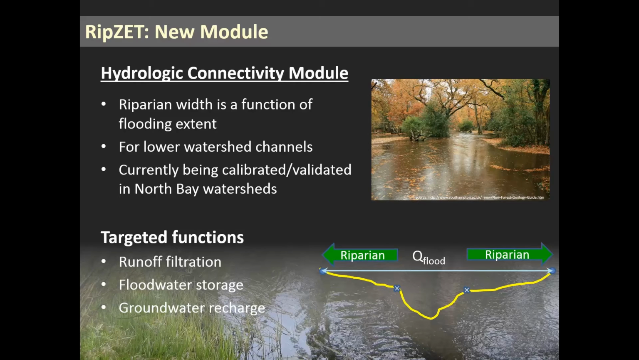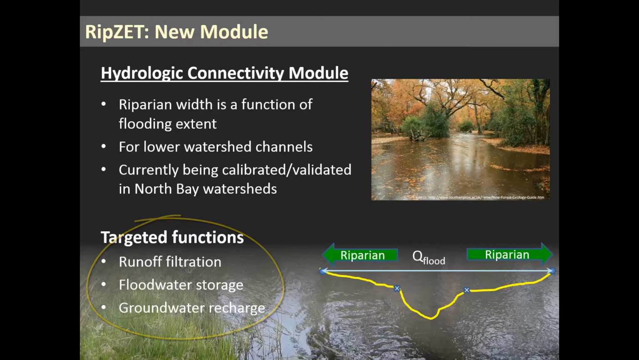And we've been using North Bay watersheds, watersheds within Napa County, Marin County, and Sonoma County as our laboratory to help us develop and validate this module. Targeted functions include runoff filtration, floodwater storage, and groundwater recharge.